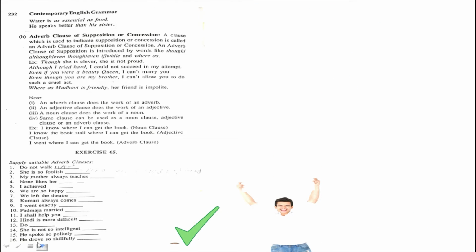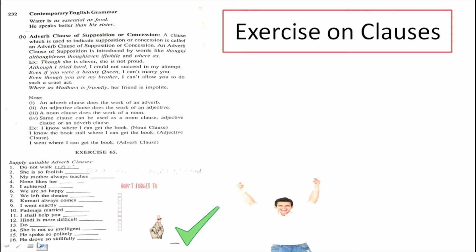An adverb clause of supposition or concession, and here is an exercise for you all. We will do some exercises as well, exercises on clauses. So what are adverb clauses of supposition and concession? A clause which is used to indicate a supposition or concession is called an adverb clause of supposition or concession.